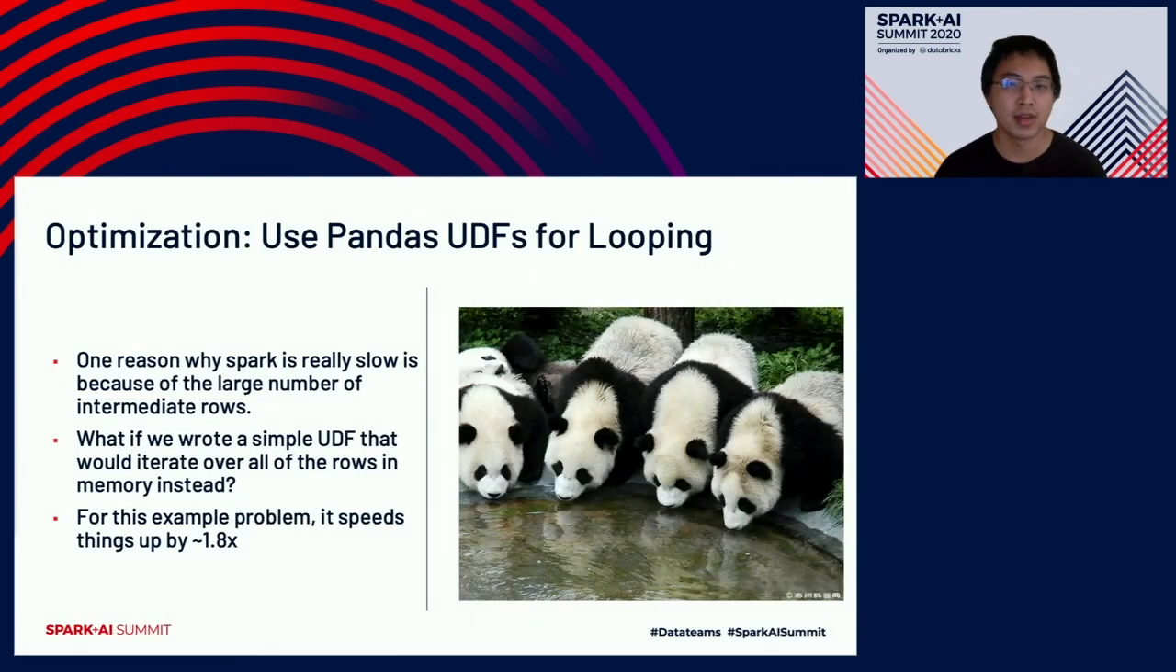So the first idea is we'll just use Pandas UDFs to do all the loops. Right now what Spark SQL has to do is look at every ID, model ID pair and potentially generate a new row for it. So what if we wrote a UDF to just iterate over all of the rows in memory instead of doing a naive Spark cross-join? And it turns out for this example problem, I wrote some code to speed things up by almost double, 1.8x.